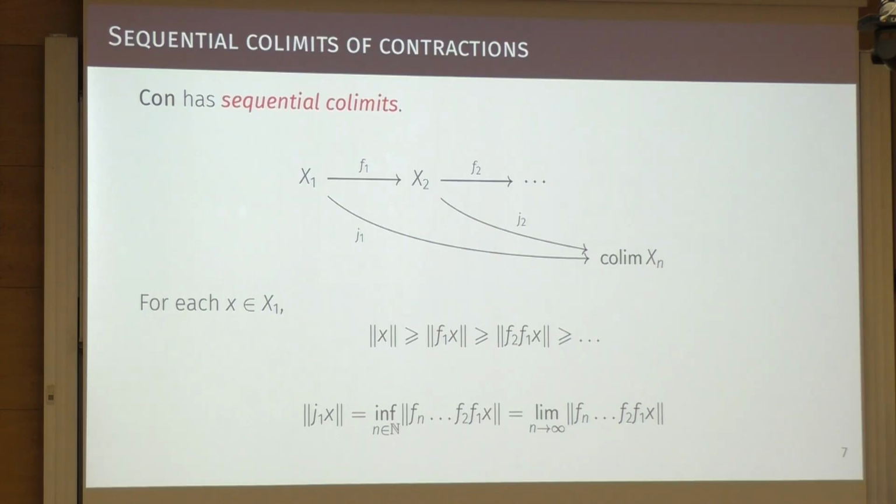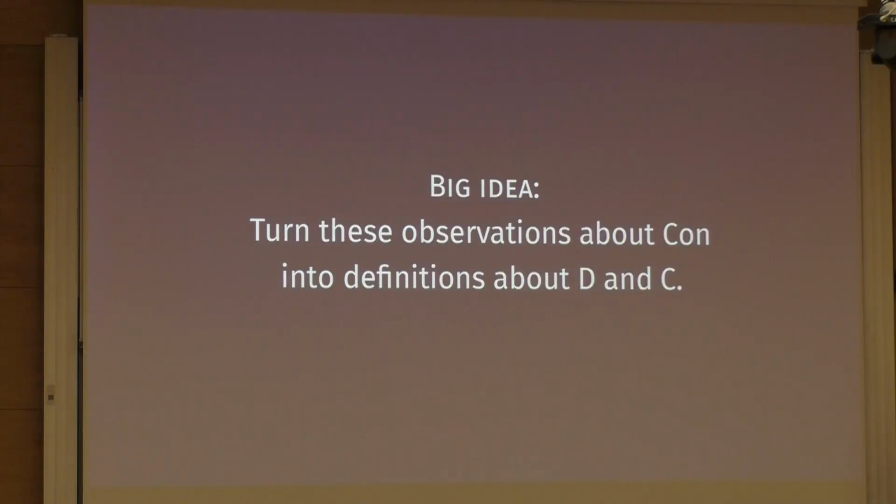And so, I mean, the main idea of this talk is that perhaps we can reverse engineer this so that we can recover infima of decreasing sequences of positive scalars from the colimit in the abstract setting, and then use this to realize the fact that actually what we have is either R or C. So that's what we're going to do. We're going to turn these observations about Con into definitions about D and C.